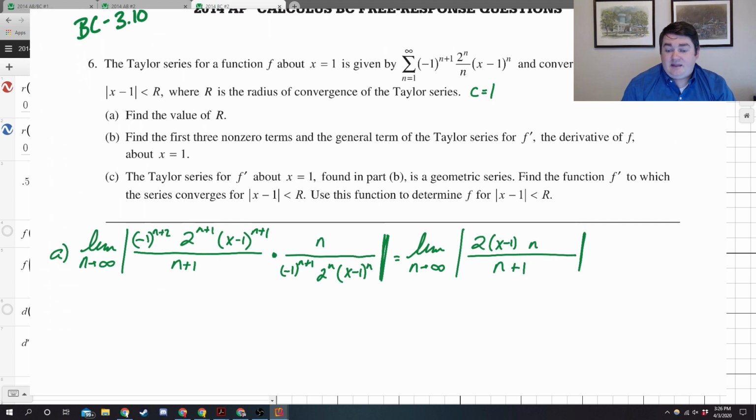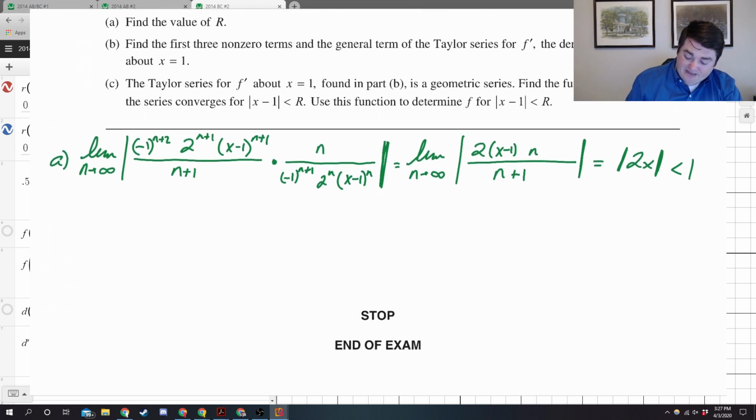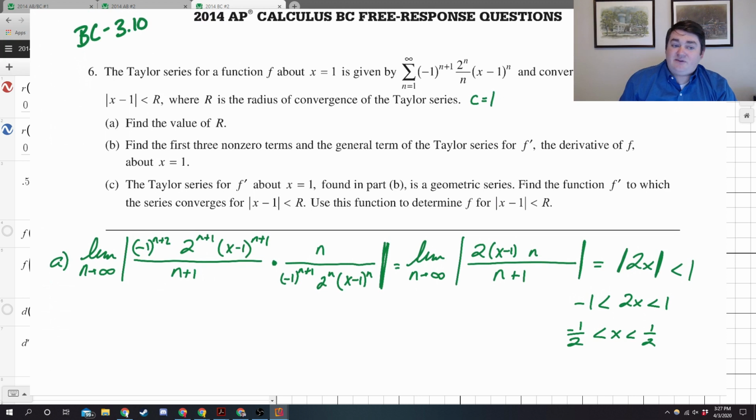So as n goes to infinity, we've got the same relative growth rate. On top, we have 2x as a coefficient for n. On bottom, we have 1 as a coefficient for n. So this is equal to the absolute value of 2x, which has to be less than 1. So if the absolute value of 2x is going to be less than 1, that means negative 1 is less than 2x is less than 1. Divide everything by 2 to get this interval of convergence. Now, we haven't checked the endpoints yet, but we don't have to because we knew this was going to be centered at 1. Pause for one moment here.